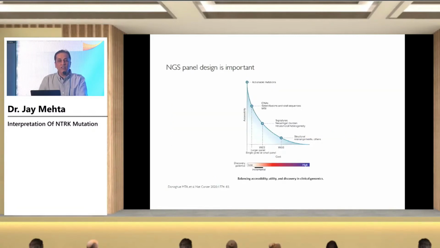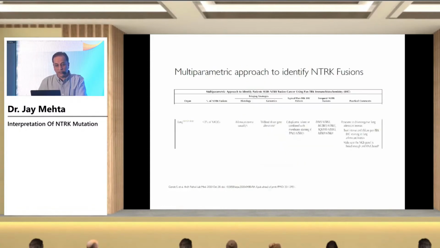Now, designing the NGS panel is important. If you use single gene panels versus small limited panels, the chances of pickup are less. But if you have slightly wider panels, it basically incrementally increases the chances of NTRK fusion detection. You need to have a multi-parametric approach to identify NTRK fusions.